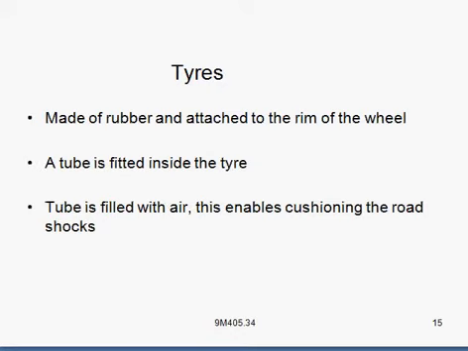These tires are made of rubber and they are attached to the wheel. The wheel consists of a rim over which the tires are attached. A tube is also fixed in the tire, and this tube is filled with air so that it enables cushioning on the road. It prevents the passengers from feeling the shocks from the road.